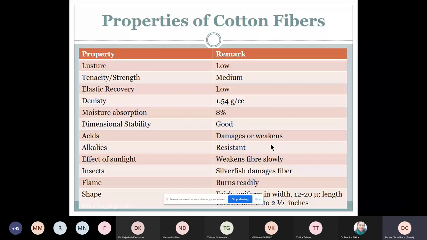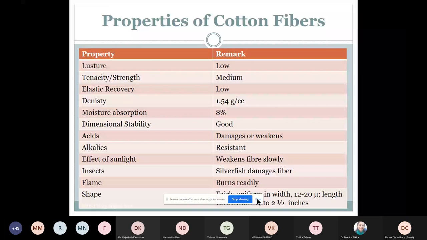Dimensional stability is also good, and acid damage or leakage will affect directly the chemistry of the cotton fibers. And alkali resistance, effect of sunlight: weakens fiber slowly over time. So insects and flame and the shape, all the other properties of these cotton fibers.